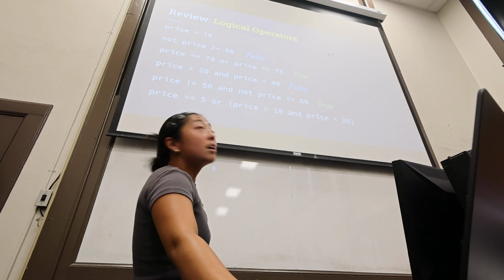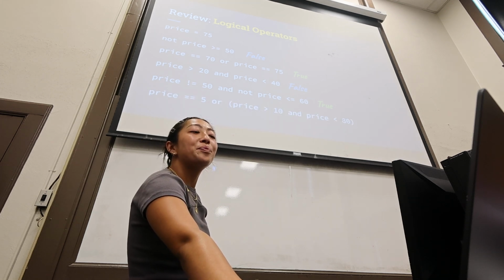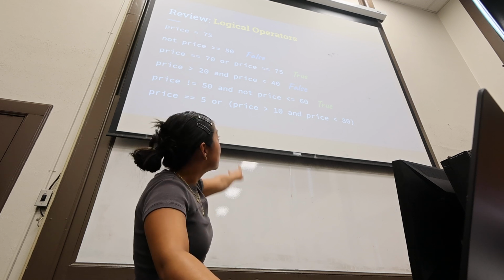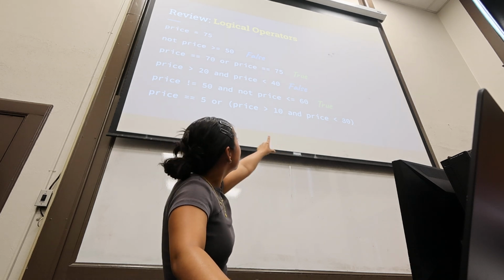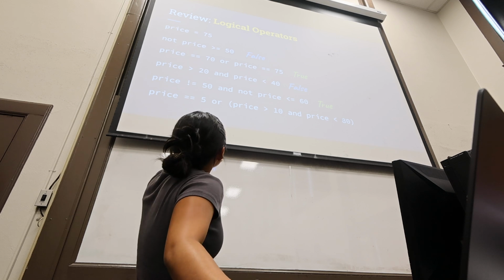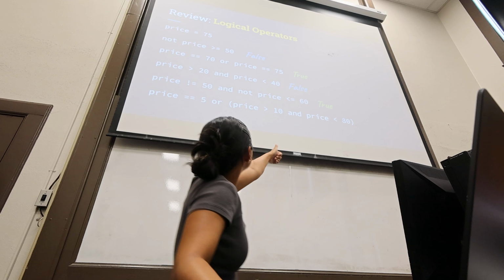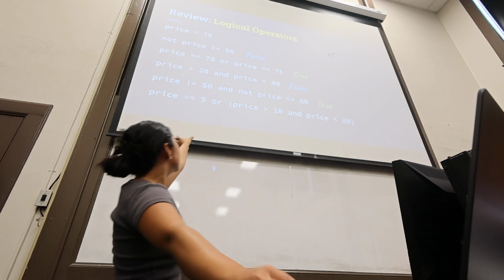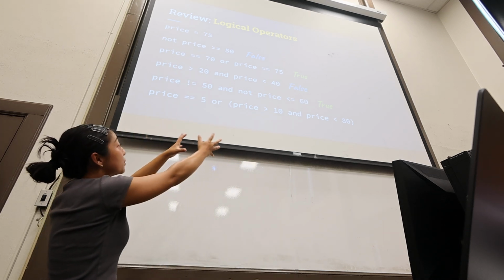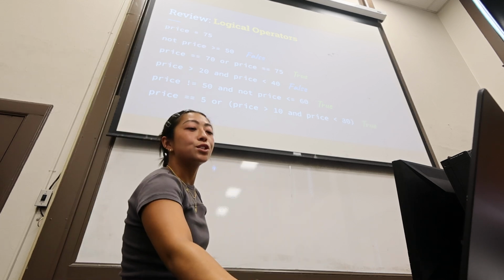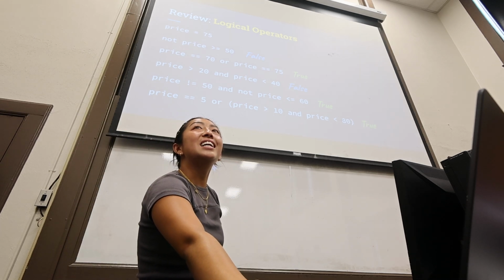Okay, what about this one? So parentheses goes first. True. I hear true. Okay, so price greater than 10, yeah, and it's less than 70, yeah, that's true. So true or, it doesn't even matter what that is because we have true on this side. It equals true. Any questions?